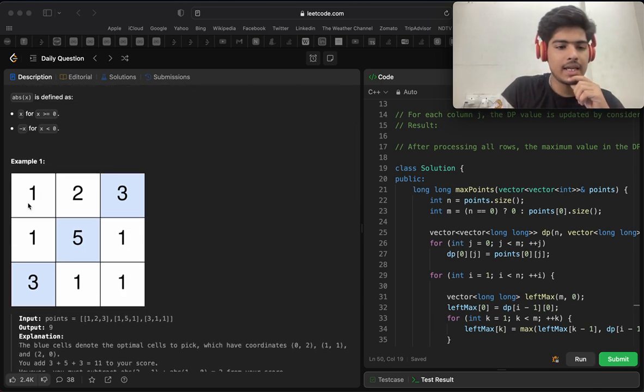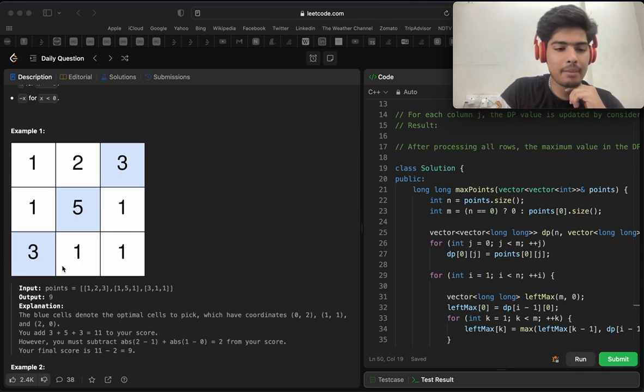So if I am taking this row, 1, 2, 3, I have to maximize my points. For maximizing the points, I have to take the maximum element. So I am taking this 3 from the first row. From the second row, I am taking 5, and from the third row, I am taking 3. So our answer will be 3 plus 5 plus 3.